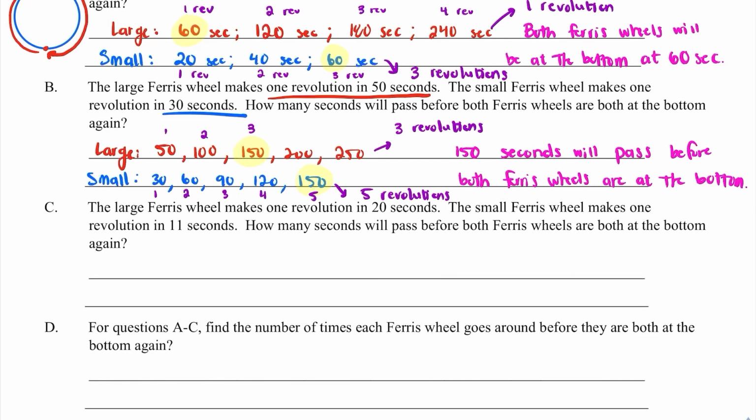Okay, so pause the video now. Work with your partners. Again, 3 to 4 minutes.